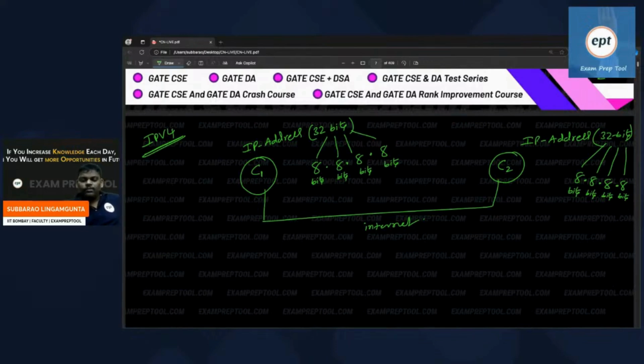Can we go to the next? Just concentrate on IPv4. Okay, can I move to the next? So two computers want to communicate through the internet, so IP, right? Both the computers should have an IP address. Next one.